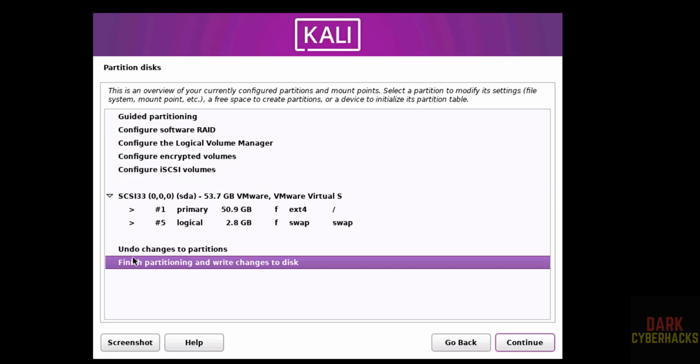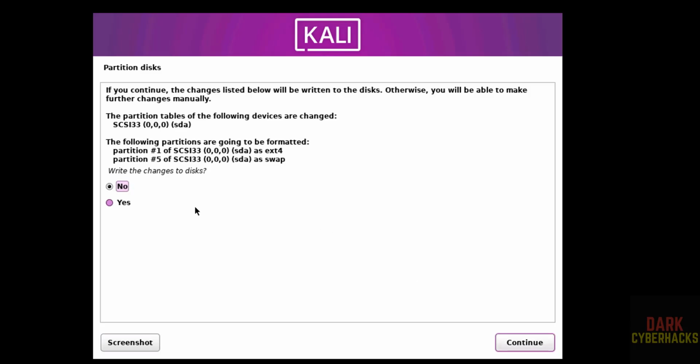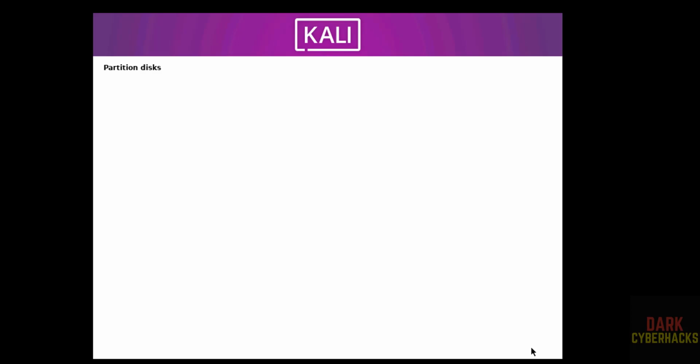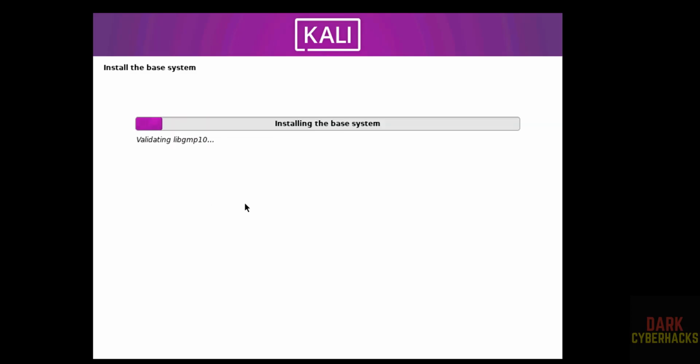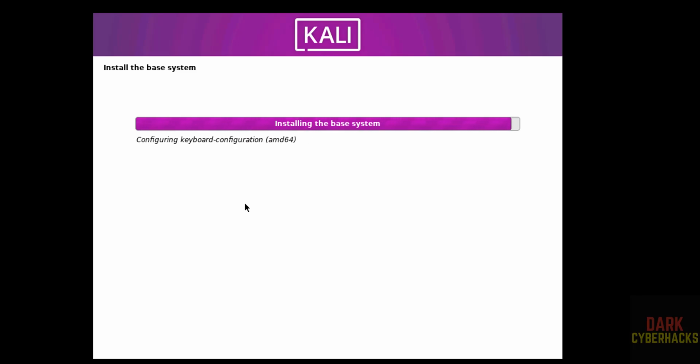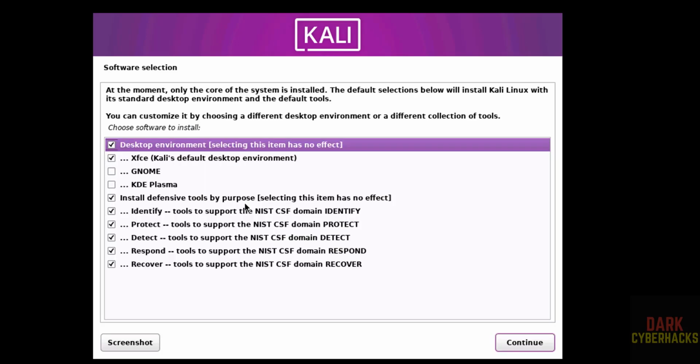This is confirmation. If you want to undo changes to partitions, you have to select this one. I'm okay with the partition, so select finish partitioning and write changes to disk and continue. This is confirmation. Select yes and continue. Software selection, I'm going with the default desktop environment, that is XFCE. If you want to go with GNOME or KDE Plasma, you can select. Okay, I'm going with XFCE, so click on continue.